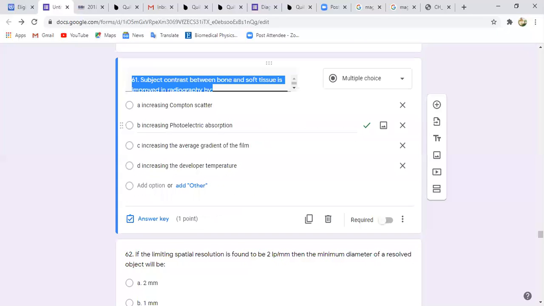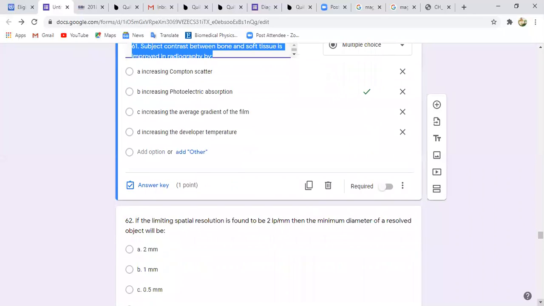So 62. If the limiting spatial resolution is found to be 2 line pairs per millimeter, then the minimum diameter of a resolved object will be what? Okay. So how about this? What's the minimum diameter?